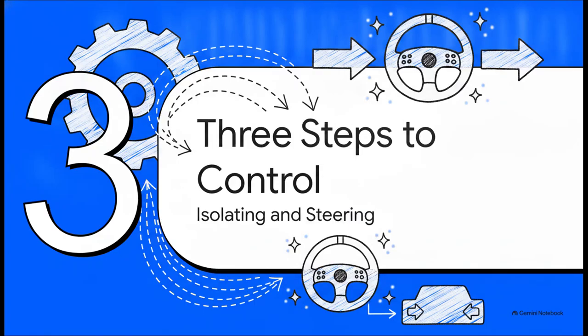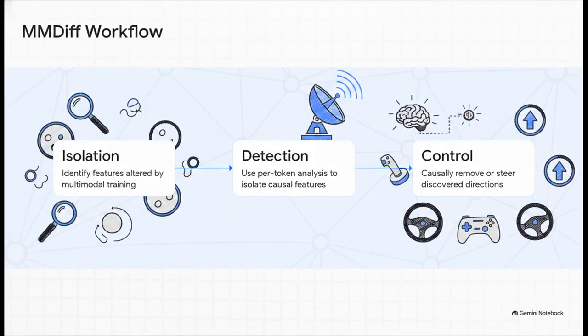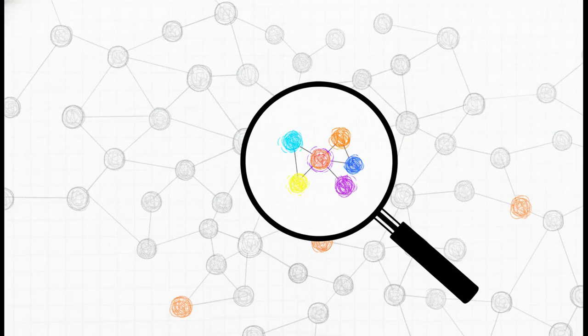Let's move to part 3, 3 steps to control, isolating, and steering. How do you actually use this tool in practice? Well, the framework relies on 3 very distinct, highly logical steps: isolate, detect, and control. Let's break those down. Step 1 is feature isolation.